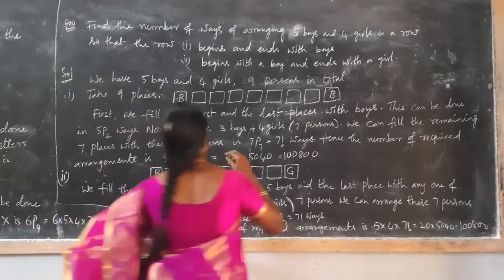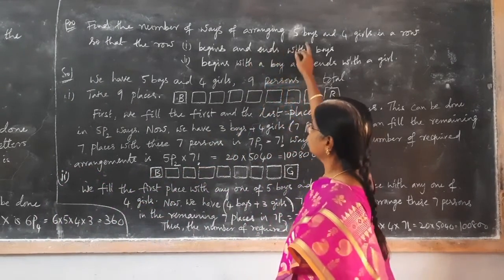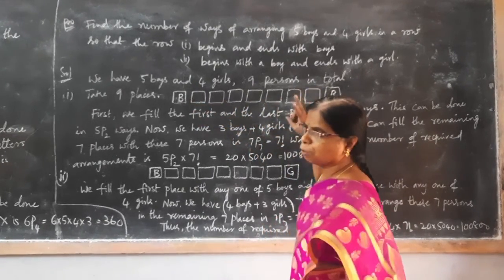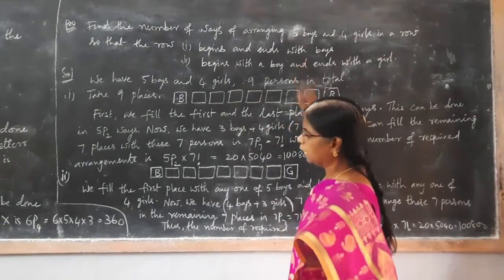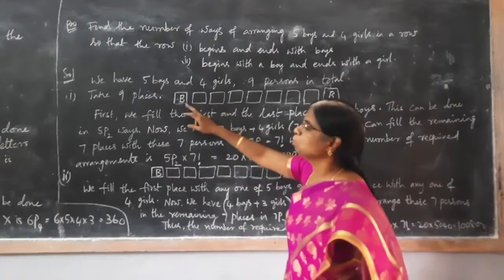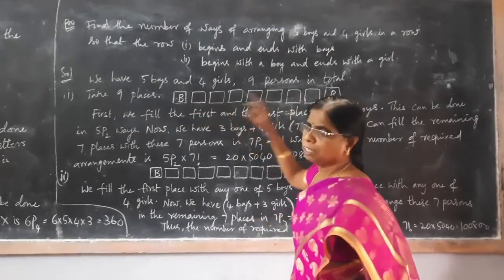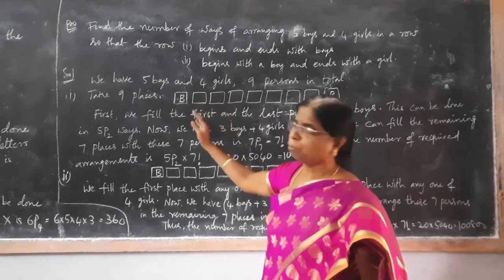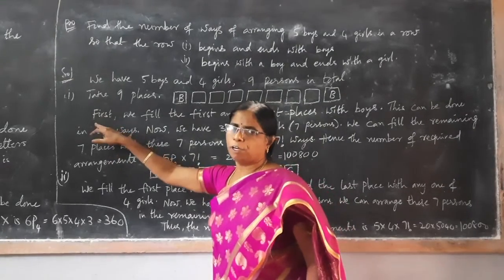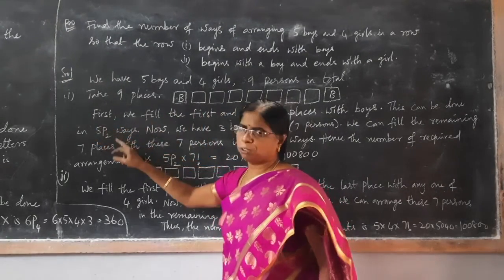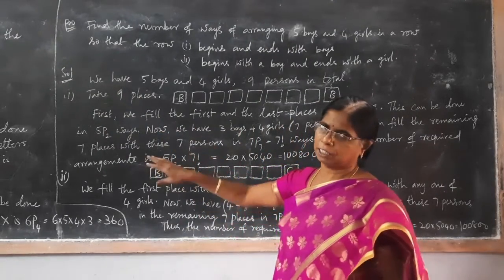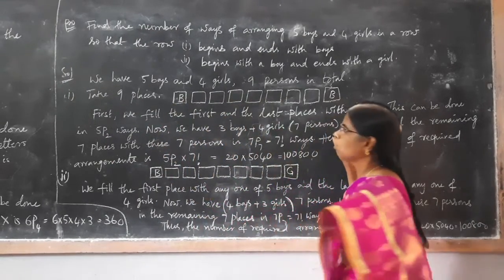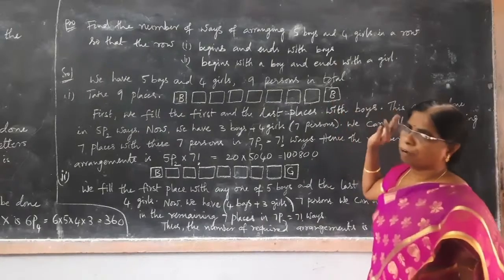So we have 5 boys in total. To fill these 2 places, first we need two boys. So we have to select 2 boys and arrange those boys in these 2 places, first and last places. That means this is an arrangement of 2 boys out of 5 boys. That means this can be done in 5p2 ways. We take 2 out of 5 and arrange them. So we can fill the first and last places with the boys in 5p2 ways.